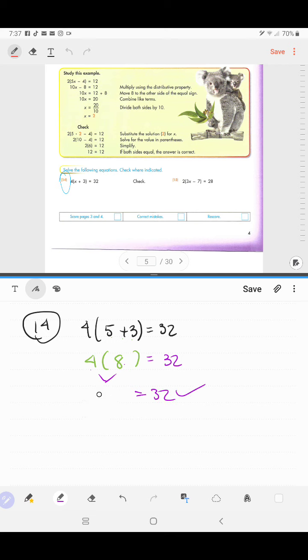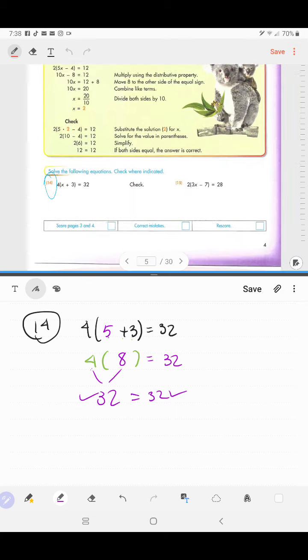If we would have gotten, let's say, our answer came out to be 6 instead of 5. 6 plus 3 is 9. 9 times 4 is 36. 36 does not equal 32, obviously. So if that was the case, then your answer would have been wrong. But we had 5. So again, 5 plus 3 is 8. 8 times 4 is 32. So your answer is right. And that's how you check your answer.